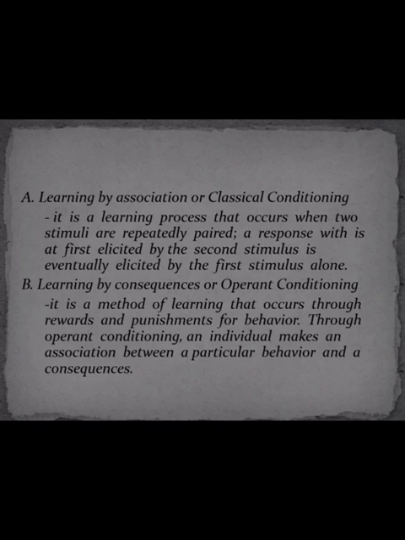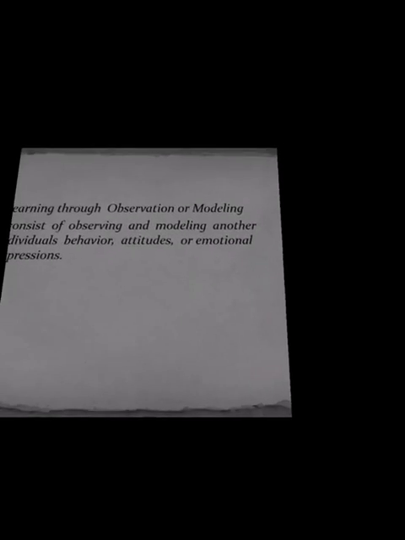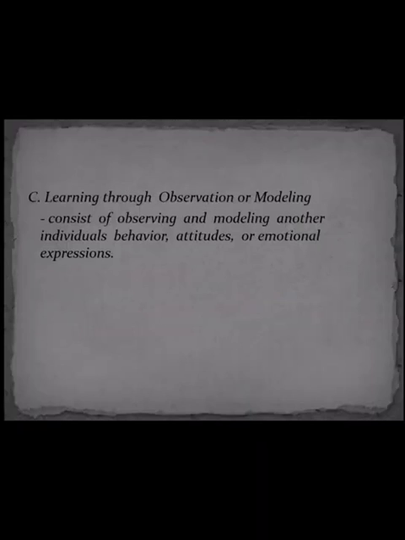Learning by consequences, or operant conditioning. It is a method of learning that occurs through rewards and punishments for behavior. Through operant conditioning, an individual makes an association between a particular behavior and the consequences. Learning through observation or modeling consists of observing and modeling another individual's behavior, attitudes, or emotional expressions.